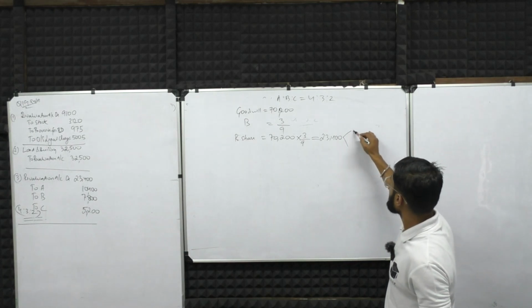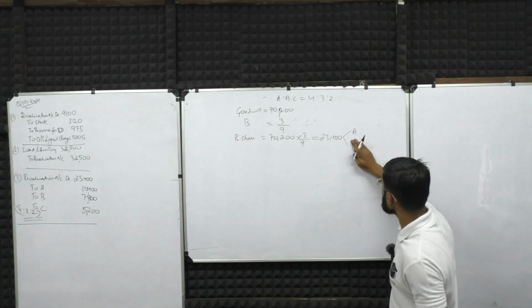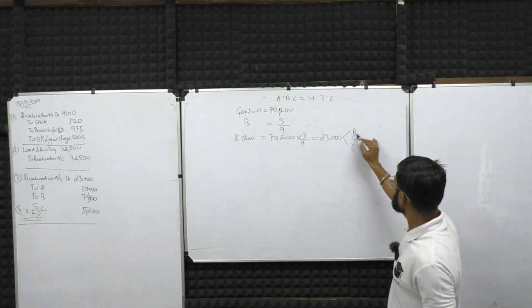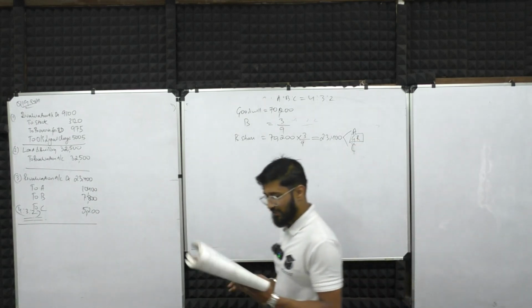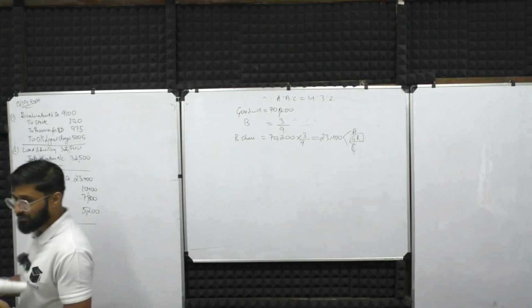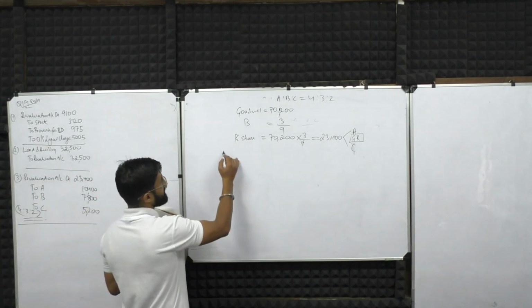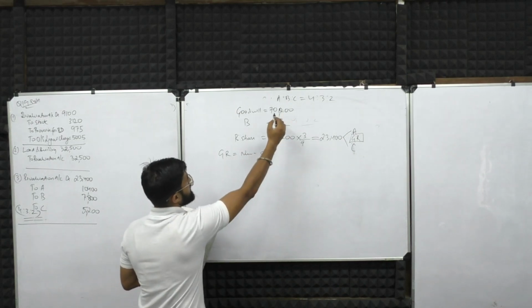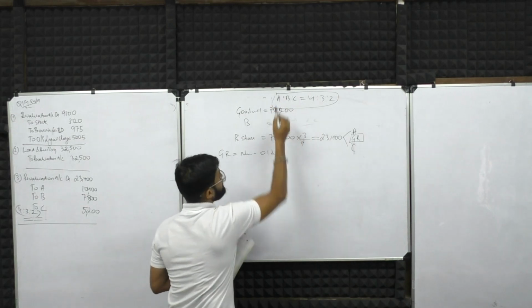Who will give? A and C. In which ratio? Gaining ratio. For the gaining ratio, the formula is new minus old. The new ratio is there.